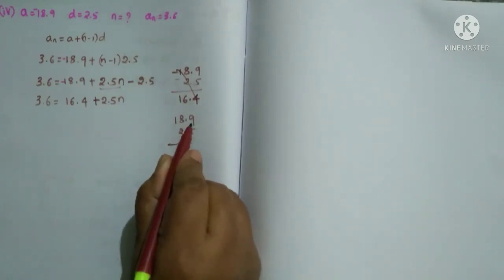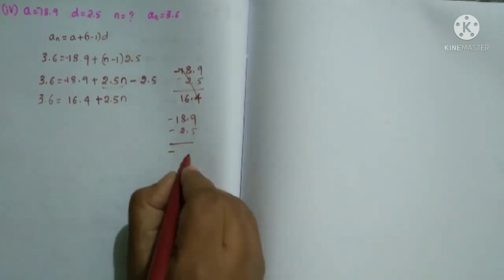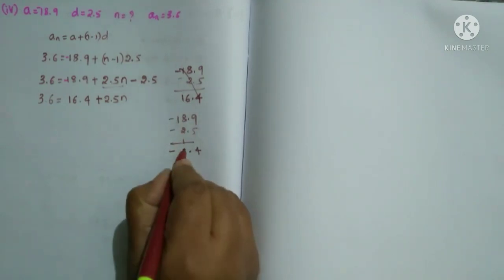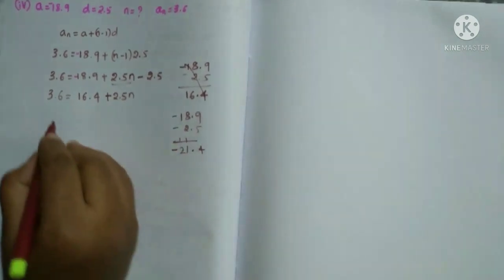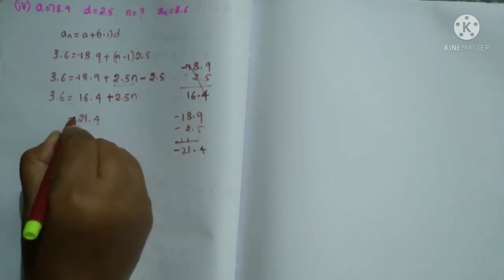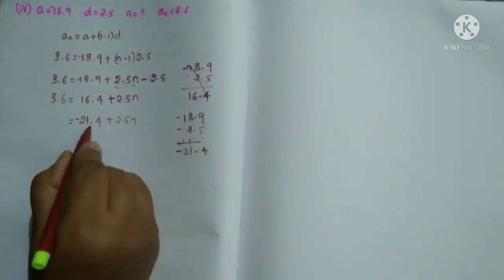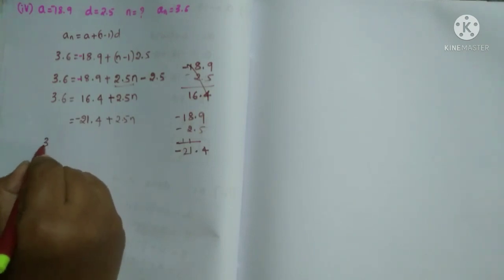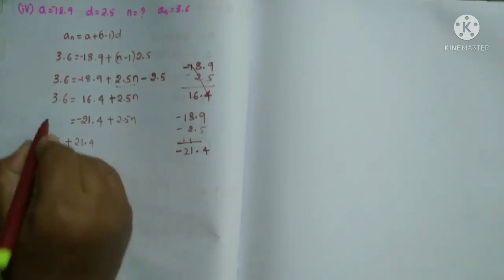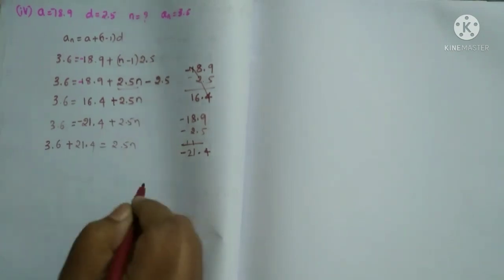And you should keep the minus sign only. 9 plus 5, both are containing minus, so minus only you should keep and add it. 9 plus 5 is 14, 1 carry, point as it is I am writing, 8 plus 2, 10, 11, 1, 1, 21.4. Minus only it is because both are containing minus, plus 2.5 n. Now this minus 21.4 I'll take to the left side, then it will become 3.6 plus 21.4. Here 3.6 is already on the left side, so 2.5 n is equal to.